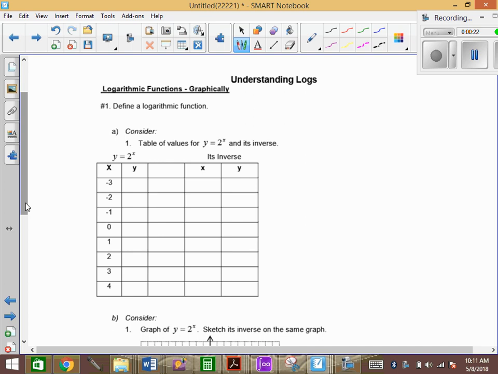So we're going to look at 2 to the x, which we did yesterday. If we plug it into this table, 2 to the negative 3 is 1/8. 2 to the negative 2 is 1/4. 2 to the negative 1 is 1/2. 2 to the 0 is 1. 2 to the 1 is 2. 2 to the 2 is 4. 2 to the 3 is 8. 2 to the 4 is 16. So we're literally just plugging in the x values and getting our y's, right? Or we could go to our table of values.